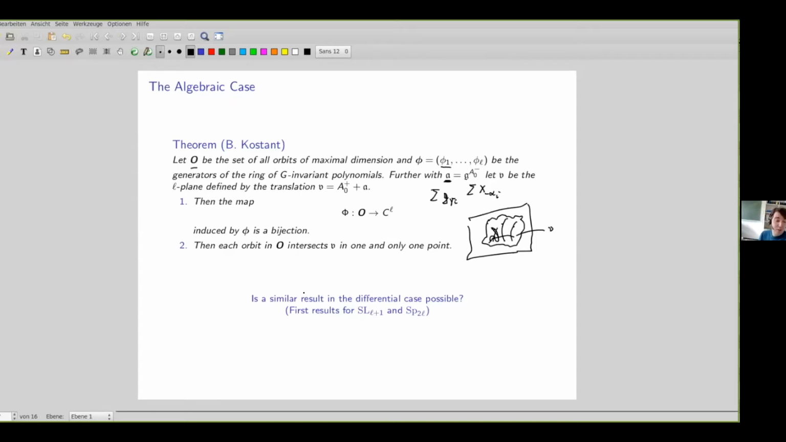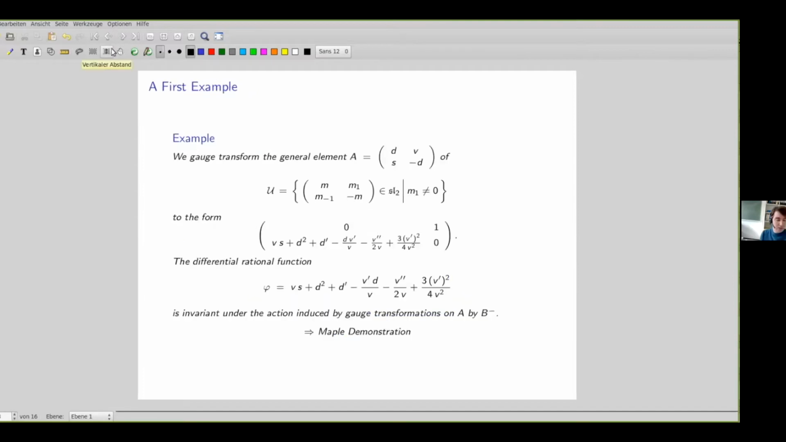Okay. So yeah, the question is, can we obtain a similar result in the differential case? And here we have first results for the special linear group and the symplectic group, so for the classical series. And yeah, let us just look at a little example of how we can obtain something like that.